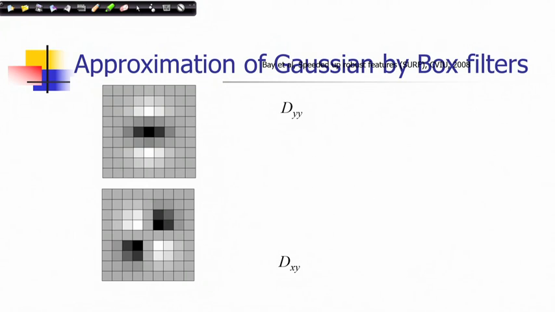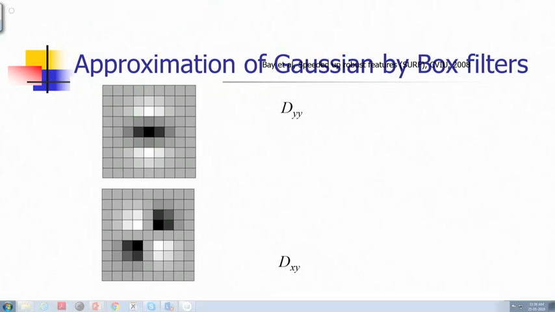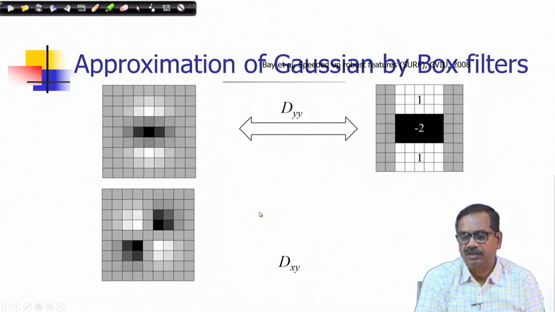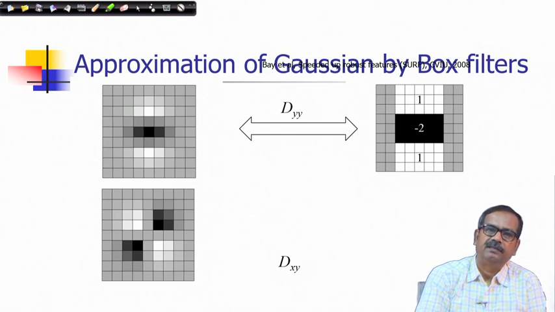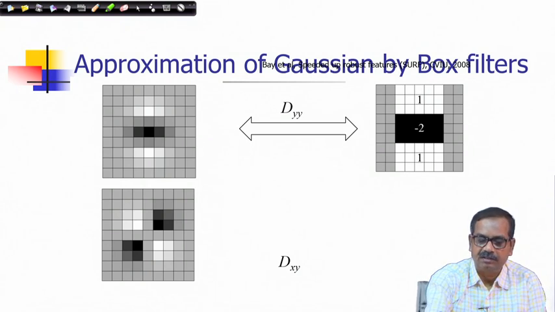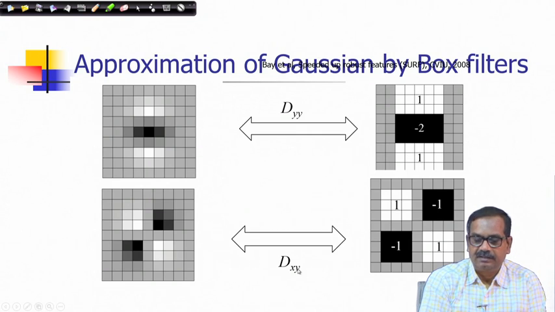Here you can find this representation. The brighter values are shown by values of 1, and the darker values are shown by values of -1. This is the representation which has been used here. It is not only 1, there could be other integral values also. So this is dyy, 1 minus 2 1. This is the representation, and for dxy these are the computations.